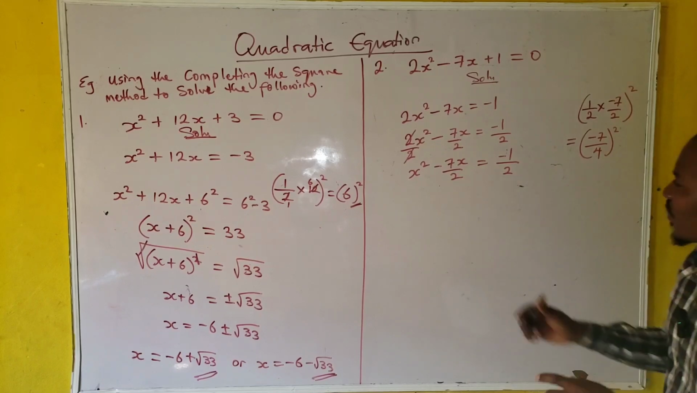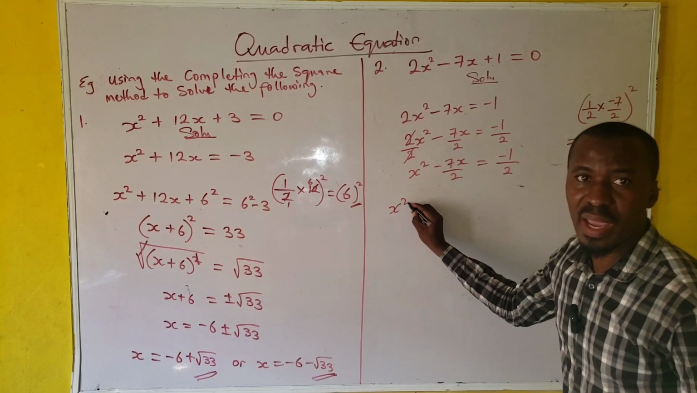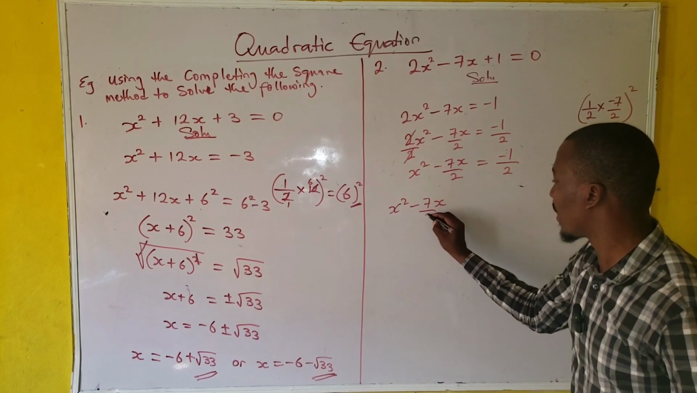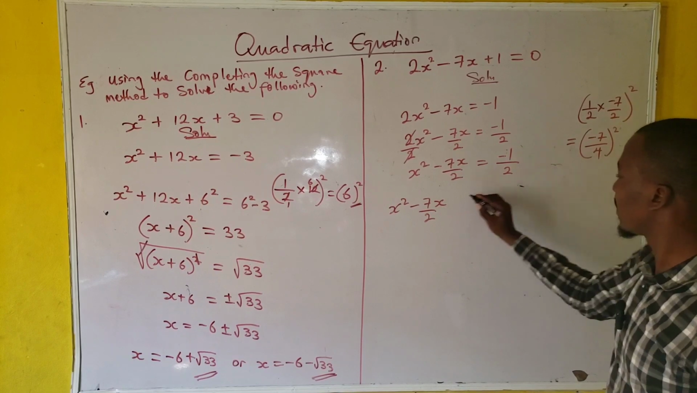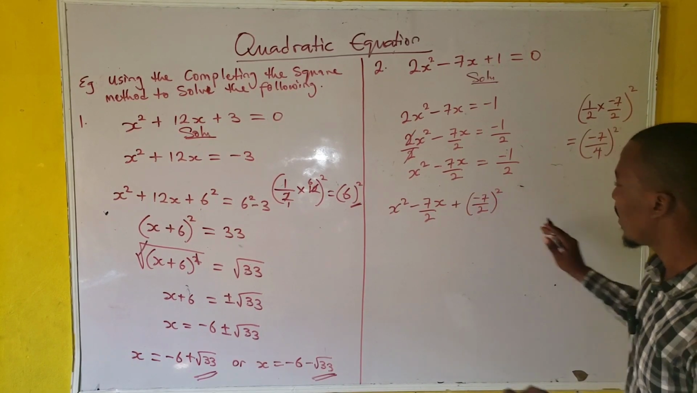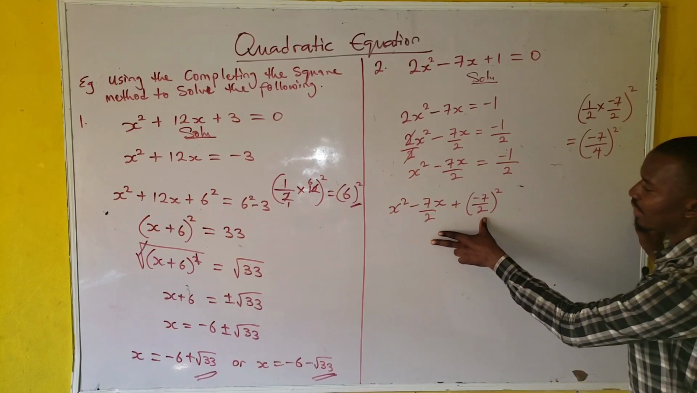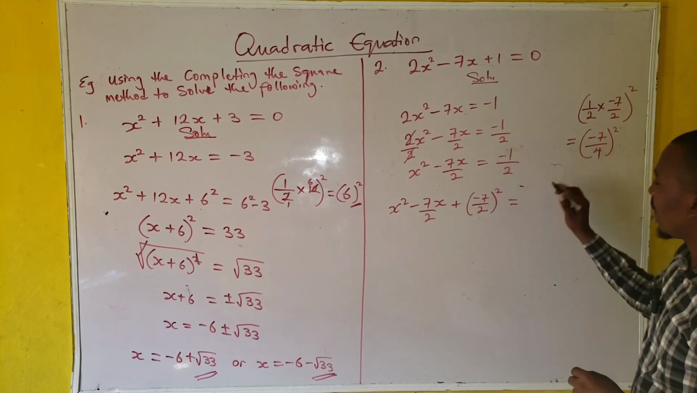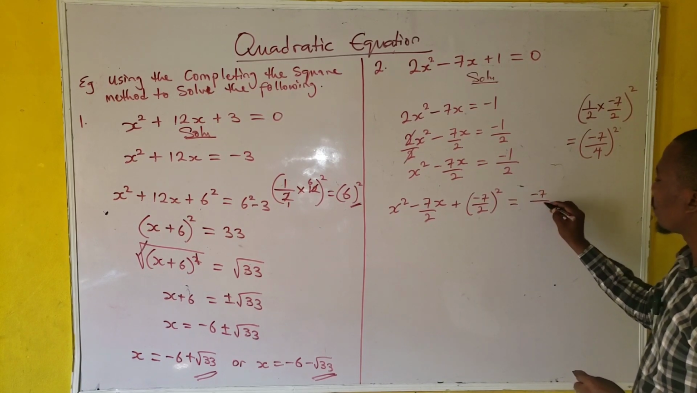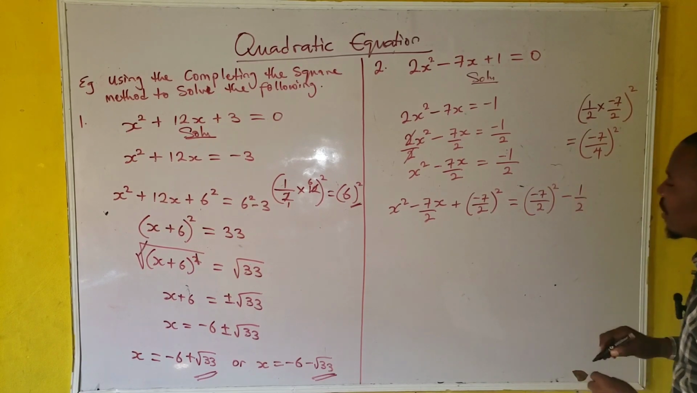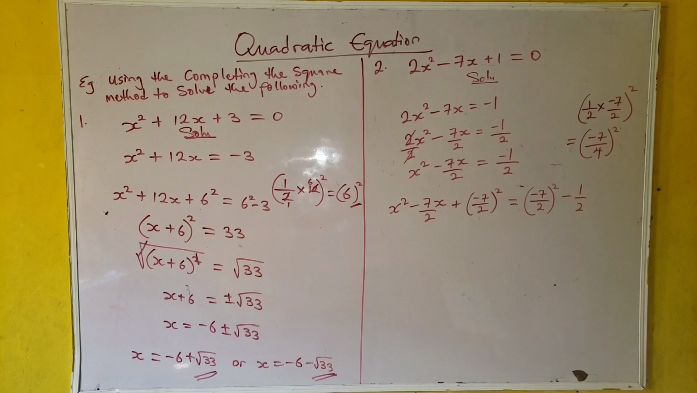So let us add. So that will give us x squared minus 7x over 2. You add this, so plus minus 7 over 4, all squared. So I have added it on the left hand side, so I also need to add it on the right hand side. Okay, so that will give us minus 7 over 4, all squared, minus 1 over 2. So we have done step 3. So the next thing to do is step 4.